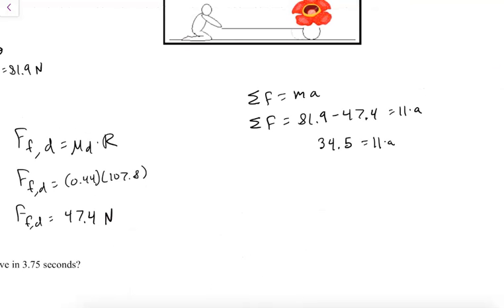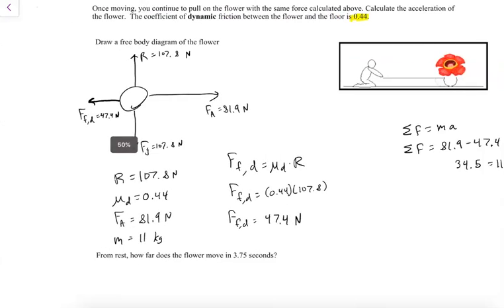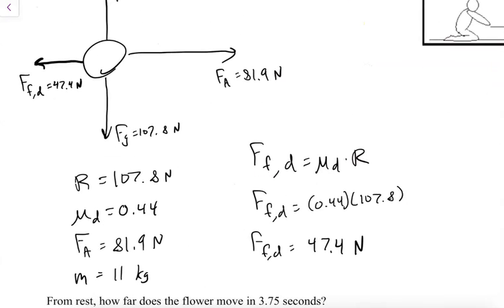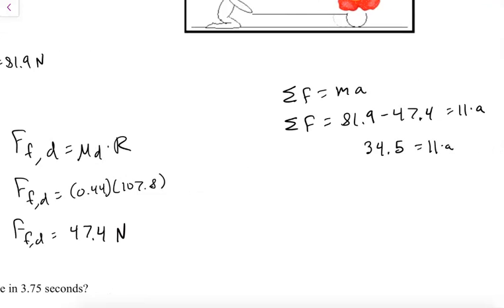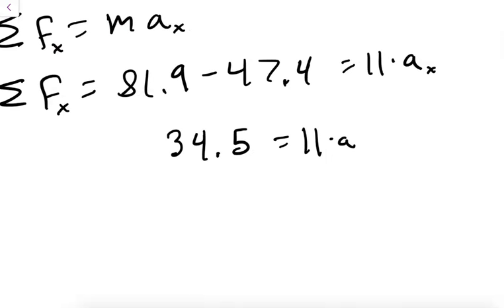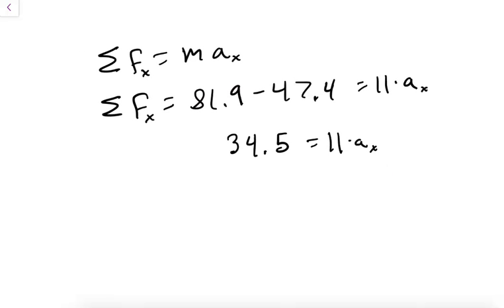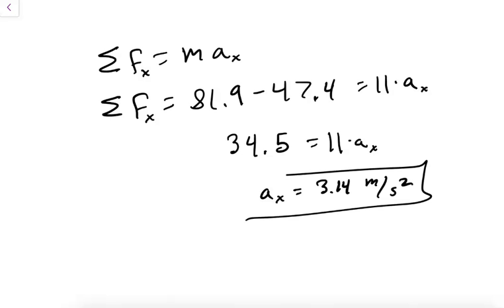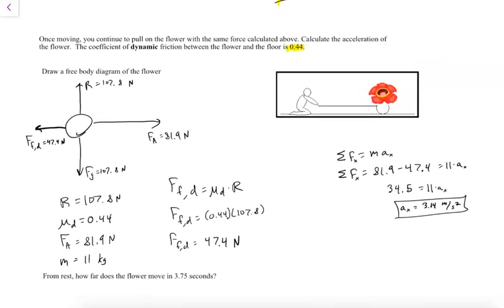So I've set my net force equals ma. I also know that my net force is equal to my applied force minus my dynamic frictional force. Although I know that my acceleration in my y direction is 0, it's still proper to continue with these subscripts. And if I do this, I get an acceleration that's equal to 3.14 meters per second squared. And that's how you would follow through this process with dynamic frictional force, finding acceleration.